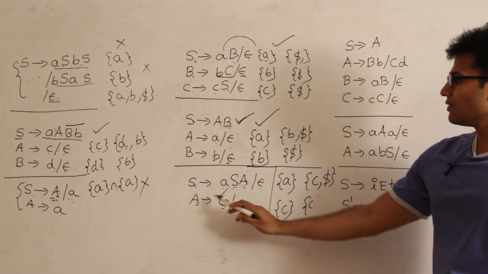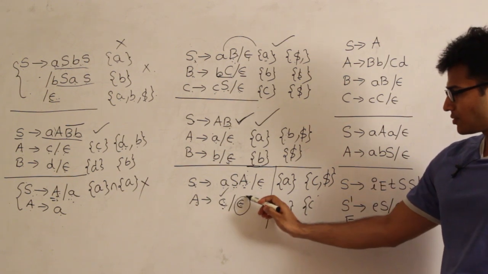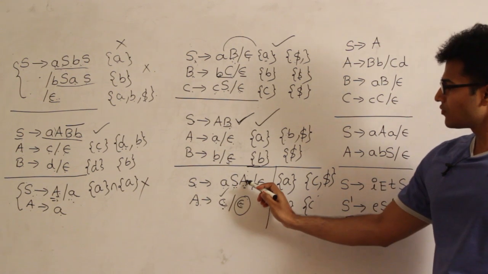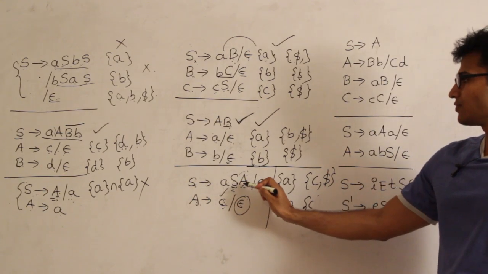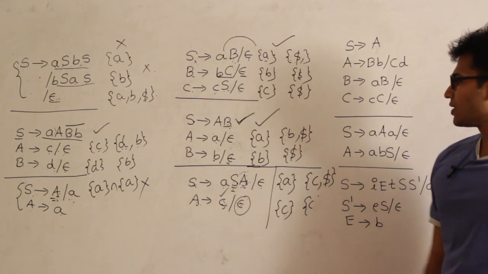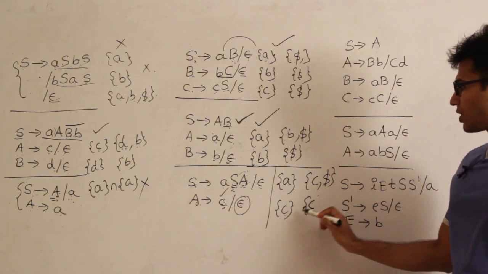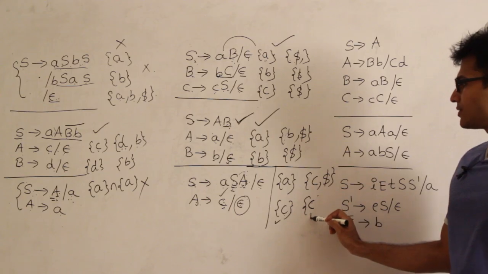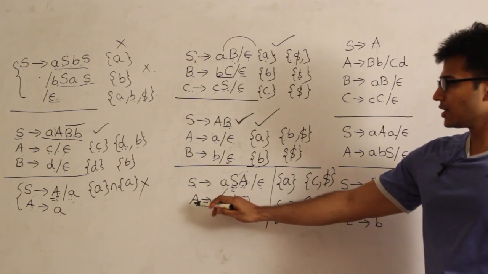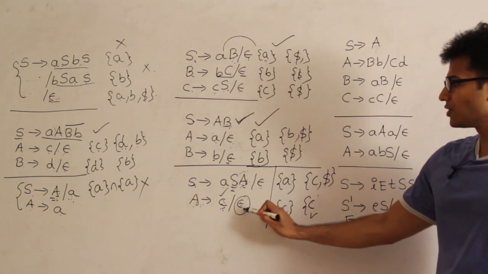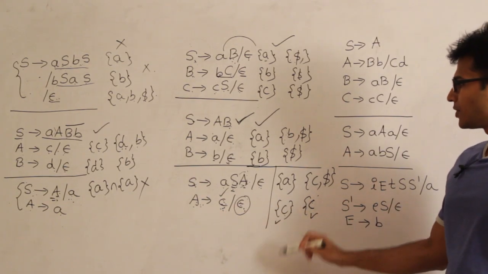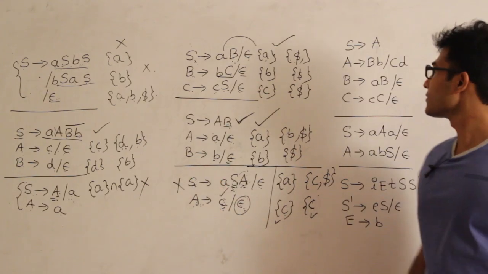And then this second production has to be placed under follow of A. What is follow of A? Follow of A is follow of S. What is follow of S? Follow of S is first of A. What is first of A? It is going to be C. Therefore, I have to place it under C and C. The first production is in the S row and C column, and the second production is also under the A row and C column. Therefore, there are multiple entries. This grammar is not LL1.